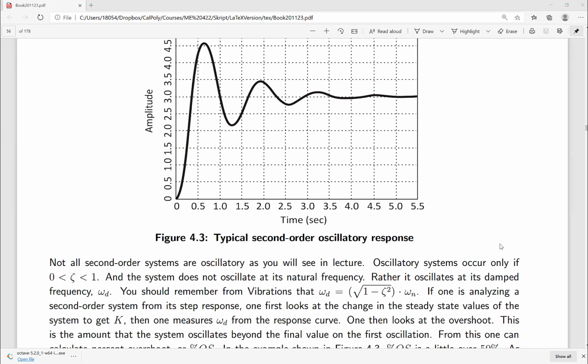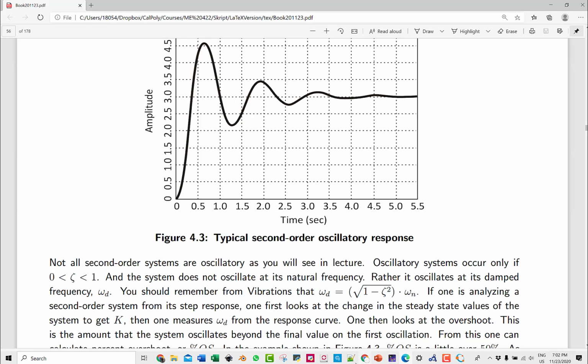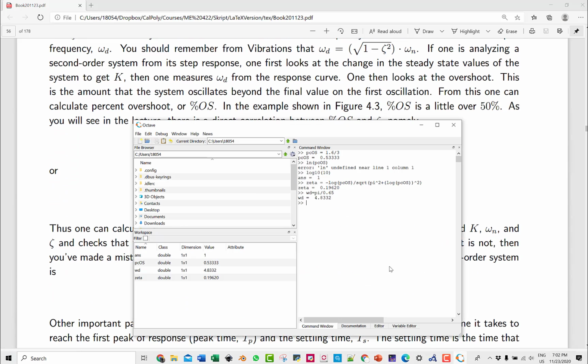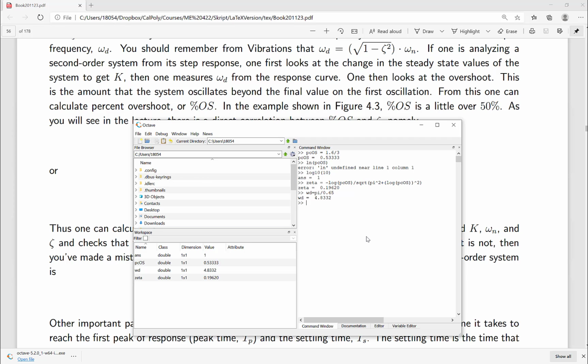So if we look back at our formulas again, yes, now we know zeta, we know omega d, so we can calculate omega n. So omega n is omega d divided by this. So let's put this up here so we can look at that while we're putting it in Octave. So omega n equals omega d divided by SQRT 1 minus zeta squared. Okay, that looks right.